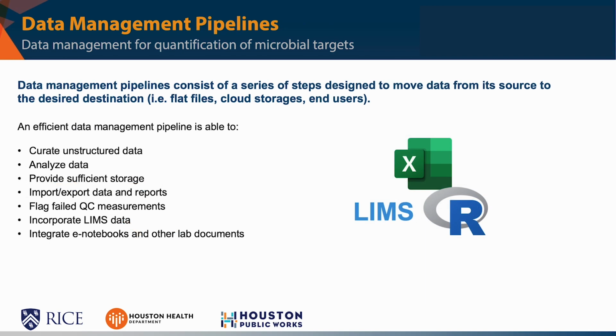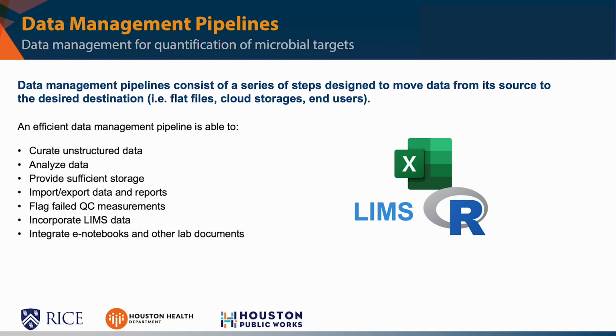A significant component of a data management plan is the data management pipeline, which consists of a series of steps designed to move data from its source to the desired destination, such as flat files, cloud storage, and end users. There are several characteristics of an efficient data management pipeline, including the ability to curate unstructured data, analyze the data, and provide sufficient storage. An example of this might be pre-existing and/or custom software that can gather and organize data from multiple sources, perform the appropriate calculations, and provide long-term storage for intermediate and end files.